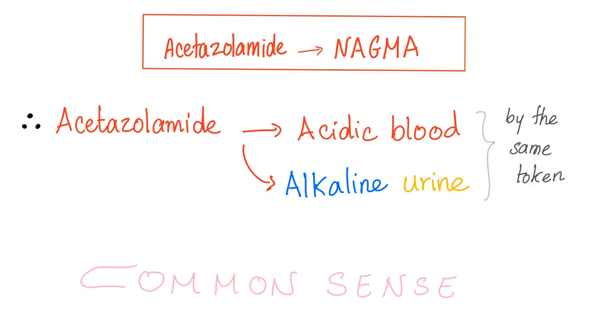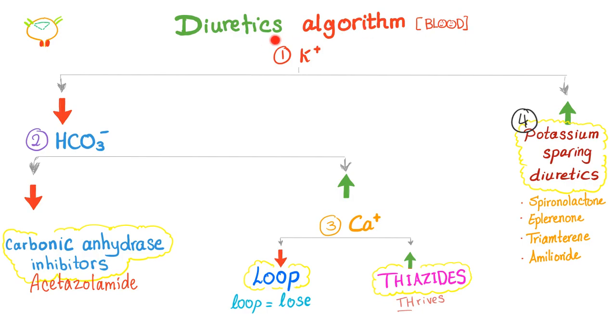It's called common sense. How do you know about the diuretics? Okay, let's talk about them. First thing, you look at the potassium. If the potassium in the blood is high, it's only one class of diuretics capable of doing this. It's called the potassium sparing diuretic, such as spironolactone, eplerenone, triamterene, amiloride. If the potassium is low, you have three options. You have the carbonic anhydrase inhibitors, the loop diuretics, and the thiazides.